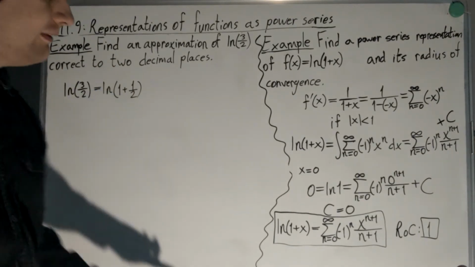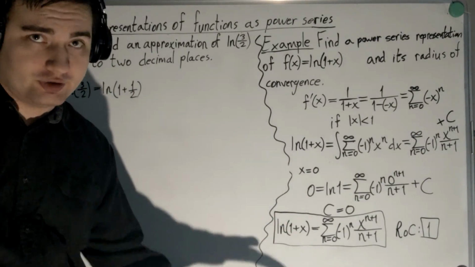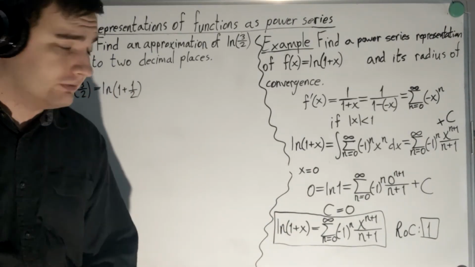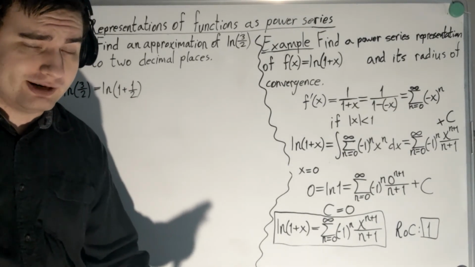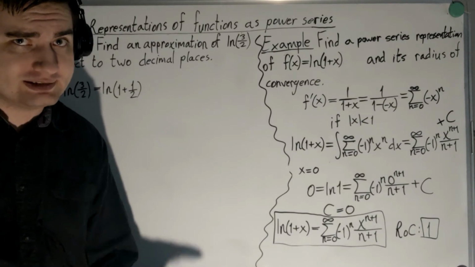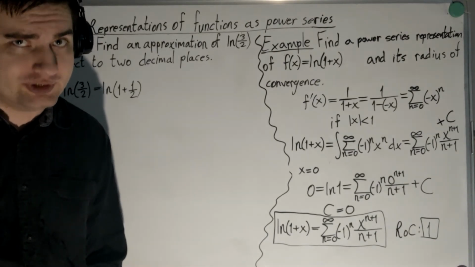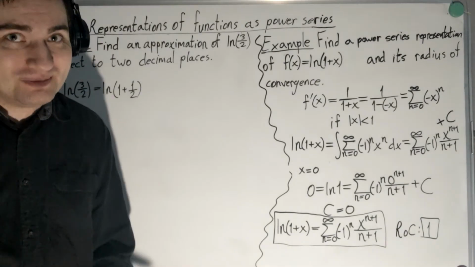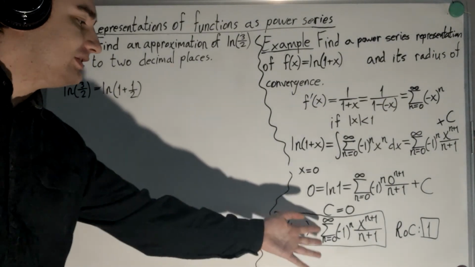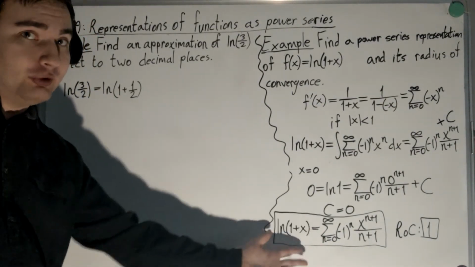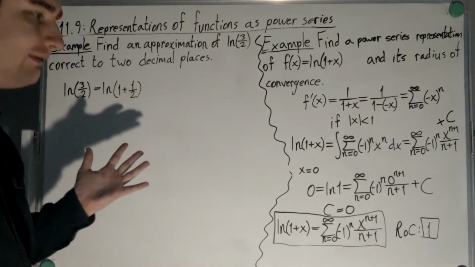Now, of course, 1/2 is in the interval of convergence, because the interval of convergence is a radius of 1 around x equals 0. And of course, 1/2 is a distance less than 1 from 0. So that means that this power series representation is true for when x equals 1/2.